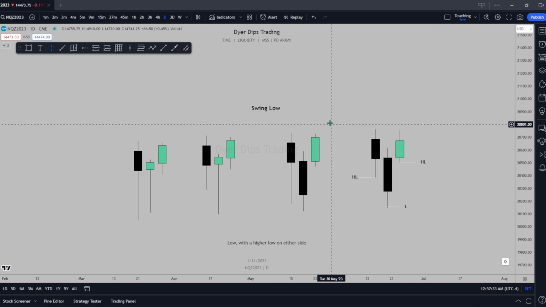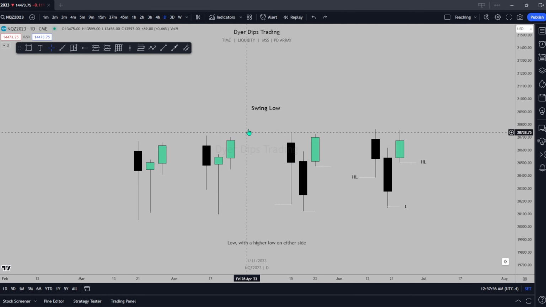When we take a look at the example to the left of that, which I'm currently circling here, you can see together, let's figure out where this low is. Well, the low is right here. So I'm not going to mark it out with a letter, but I am just going to mark it out with this line here to make it easy to identify. Do we have a higher low on either side? We sure do. This is also a swing low. Even though this is a big wick, this still counts as a swing low.